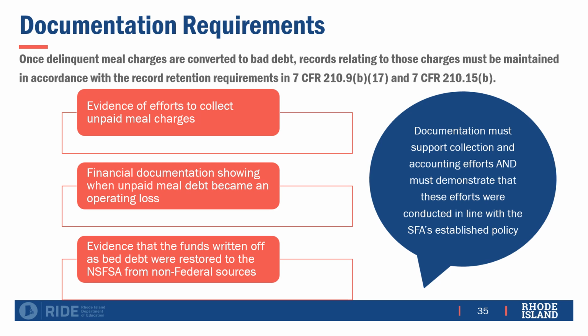These records include, but are not limited to, evidence of efforts to collect unpaid meal charges in accordance with the SFA's local policy, evidence that collection efforts fell within the time frame and methods established by the SFA's local policy, financial documentation showing when the unpaid meal charge became an operating loss, and evidence that the funds written off as bad debt were restored to the nonprofit school food service account from non-federal sources.